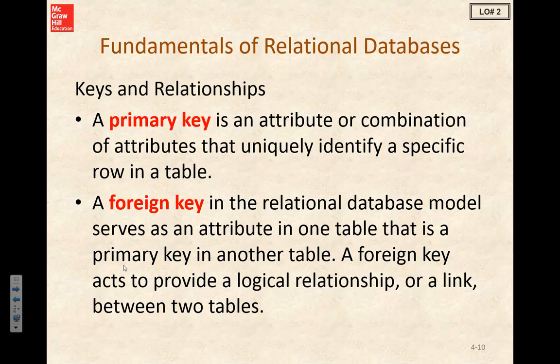Here again is some review, the keys and relationships. We know that a primary key is an attribute or combination of attributes that uniquely identify a specific row in a table. And a foreign key in the relational database model serves as an attribute in one table that is a primary key in another table. And a foreign key acts to provide that logical relationship or link between the two tables.